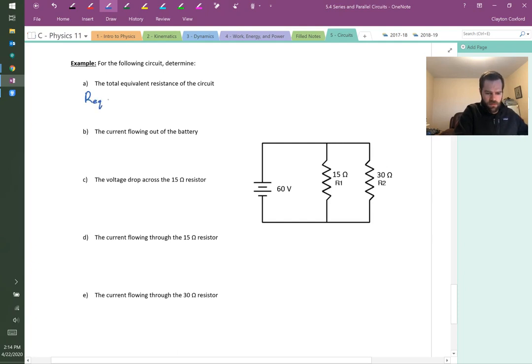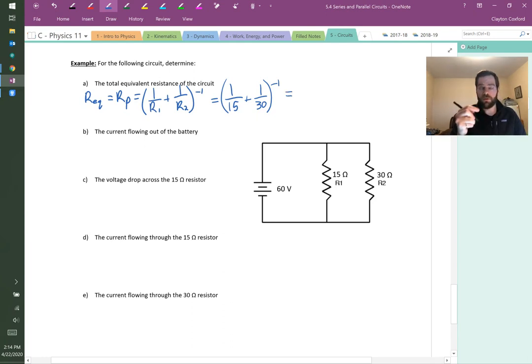R_eq, which in this case is for resistors in parallel, which is this little equation here: 1 over R1 plus 1 over R2, all to the negative 1. So it's 1 over 15 plus 1 over 30, to the negative 1.